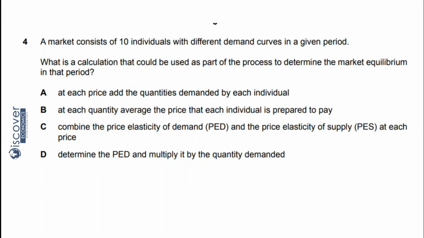So A you are going to consider as an answer. Now let's see what B is. At each quantity average the price that each individual is prepared to pay. So at each quantity average, so this is not the answer.